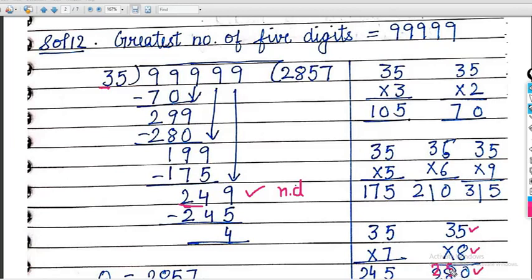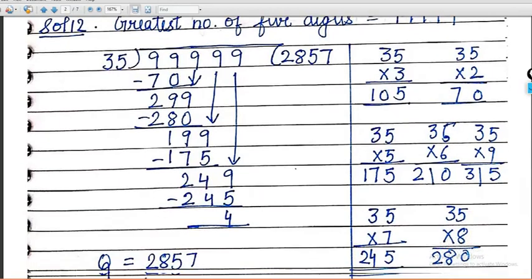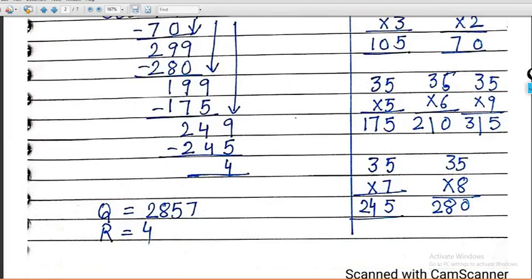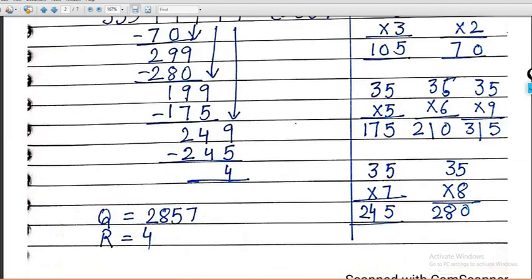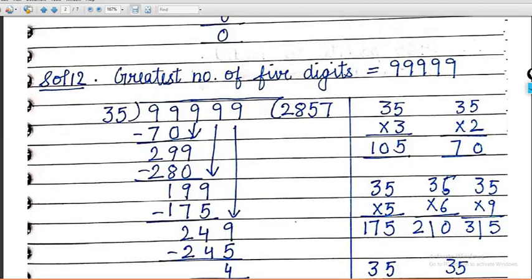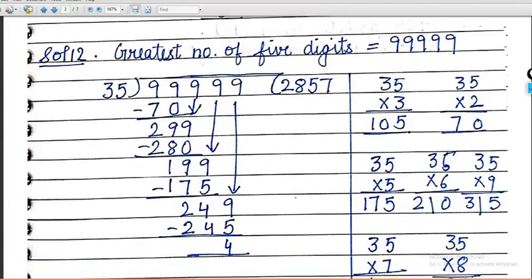Which is also a very very big number. So we will take 7. If you will take 7, we are getting 245. Okay, so 245 is closer to that. So we are done. We have got the remainder 4. So this is how we have got the quotient 2857, and you can see that the remainder is 4. Okay students, so this is how we have divided the greatest 5-digit number by 35, and we have got the quotient and remainder.